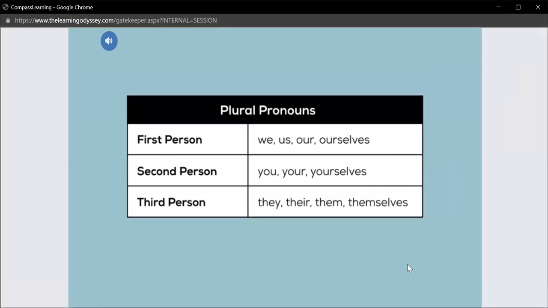There are different pronouns for plural nouns, nouns that describe more than one person, place, or thing. To describe yourself and other people or animals, use first-person pronouns like we, us, our, or ourselves. To talk to a group of people, use the second-person pronouns you, your, and yourselves. To talk about groups of people, animals, or objects, use the third-person pronouns they, their, them, or themselves.